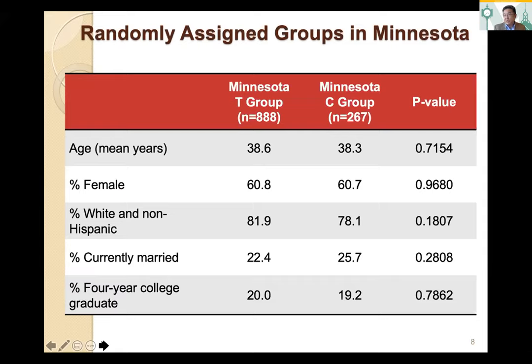So this just shows the distribution of the treatment and control group in Minnesota. Our main goal was to have two groups with very similar observable characteristics, and we find that is the case here. Both the treatment and control group have similar ages, the percentage that are female, about 60%, similar percent of those who are white and non-Hispanic, and those currently married.